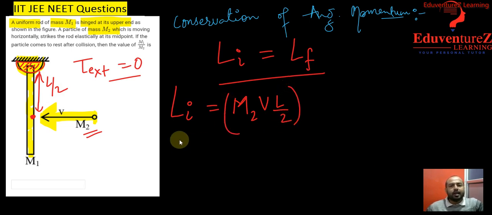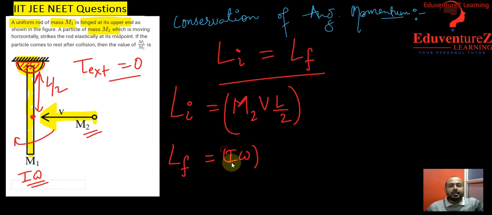Now we will calculate the value of the final angular momentum, and the final angular momentum is only for the rod because the ball comes to rest after collision. So the rod makes a rotation, so the angular momentum of the rod will be I omega. I is taken along the axis of rotation. So this is the axis of rotation. So I will be m L square upon 3 about that point.